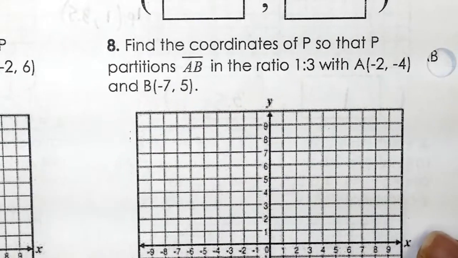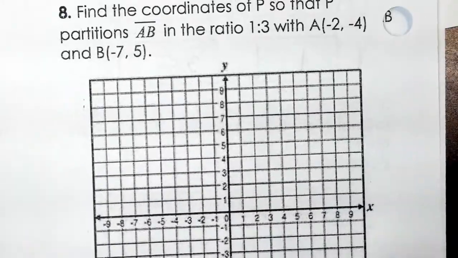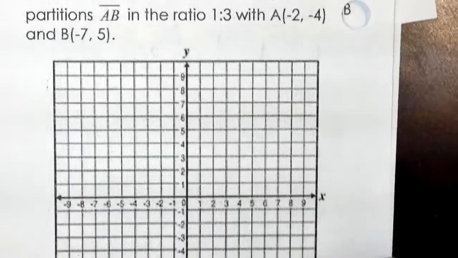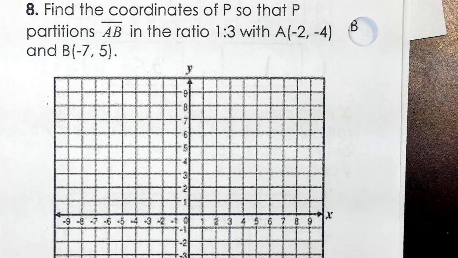Alright, number 8. This is on practice still. It says find the coordinates of P so that P partitions AB in a ratio of 1 to 3 again. So I only got to do one partition. It says A is (-2, -4) and B is (7, 5). Let's graph that.